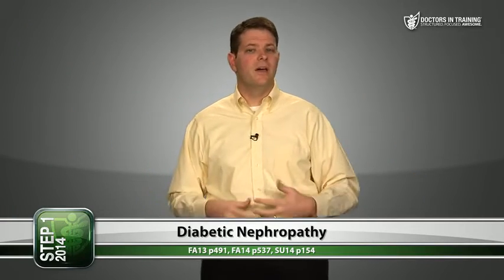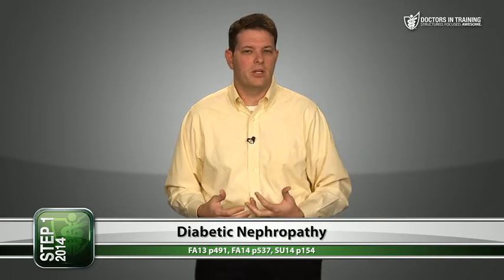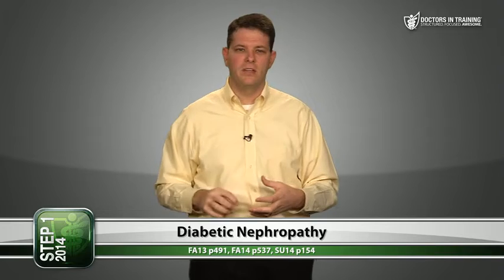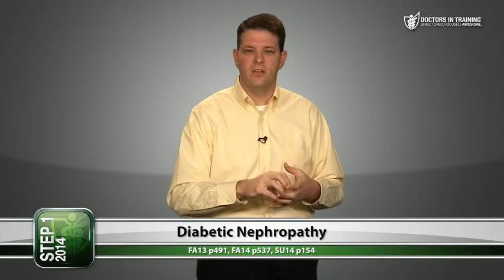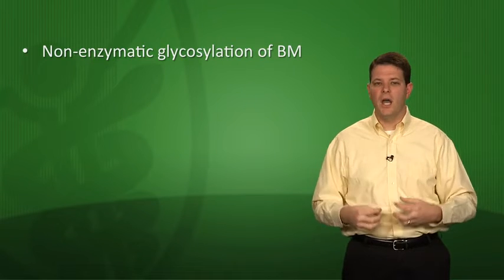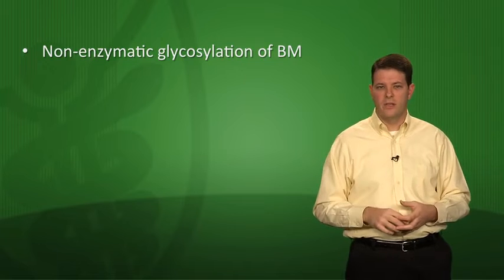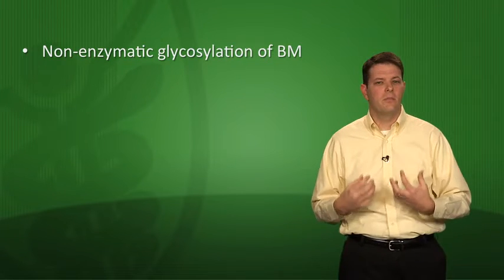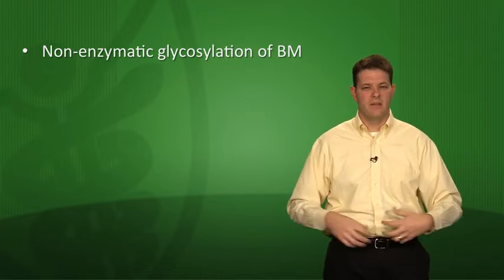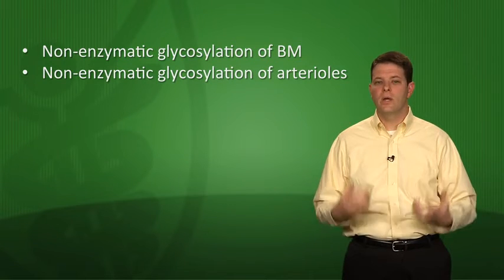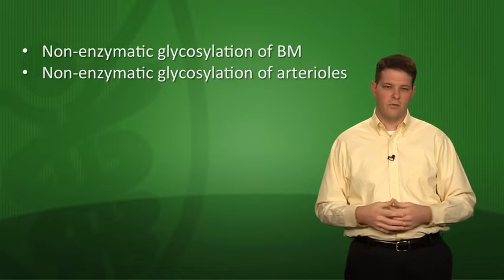Now, like lupus, diabetes can do a lot of different kinds of damage to the kidney. So when the blood glucose is high, glucose gets tacked onto a lot of different things, like hemoglobin, that's what makes hemoglobin A1C. Glucose gets tacked onto blood vessels, and it gets tacked onto the glomerular basement membranes. So this is a non-enzymatic glycosylation, which just means you don't need an enzyme to tack the glucose onto things. But that glycosylation of the basement membrane makes the basement membrane thick, makes it dysfunctional. And you're also going to see non-enzymatic glycosylation of the arterioles, which causes the mesangium to proliferate.